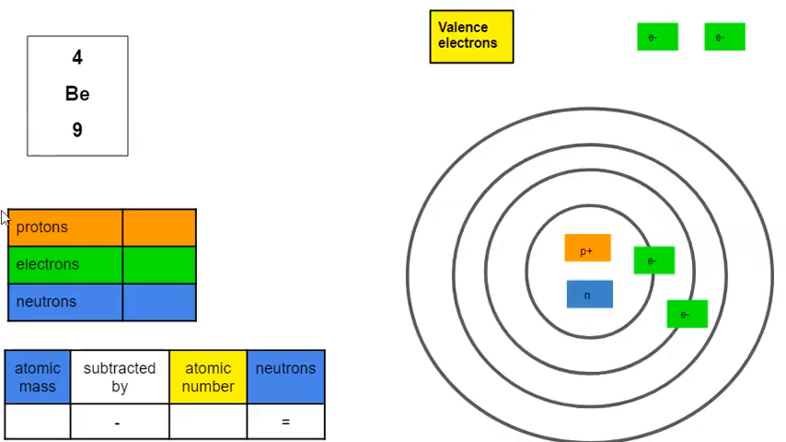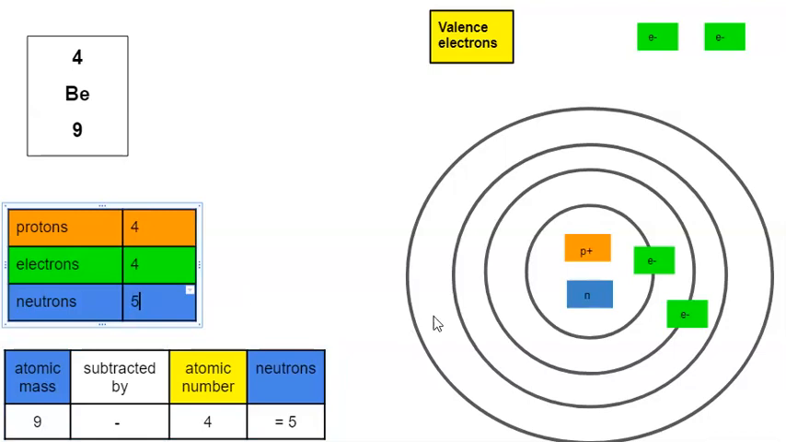All right, so let's do a couple practice problems together. We already have seen in beryllium where there's a 4, it means we have 4 protons in our atomic number. Atomic number also tells us there are 4 electrons. To find the neutrons, we take the atomic mass of 9. We subtract the atomic number of 4, and that gives us 5 neutrons.